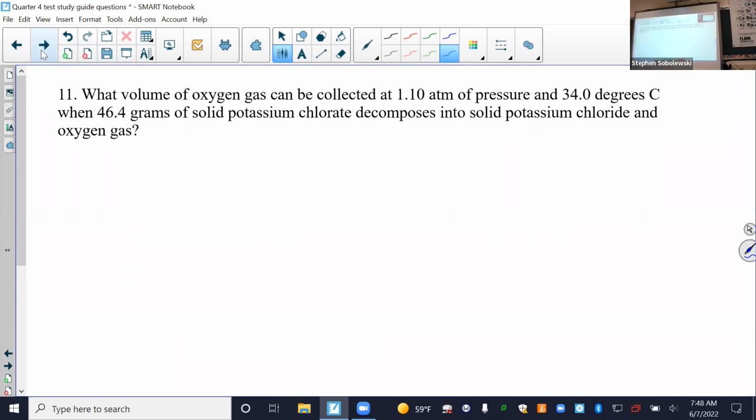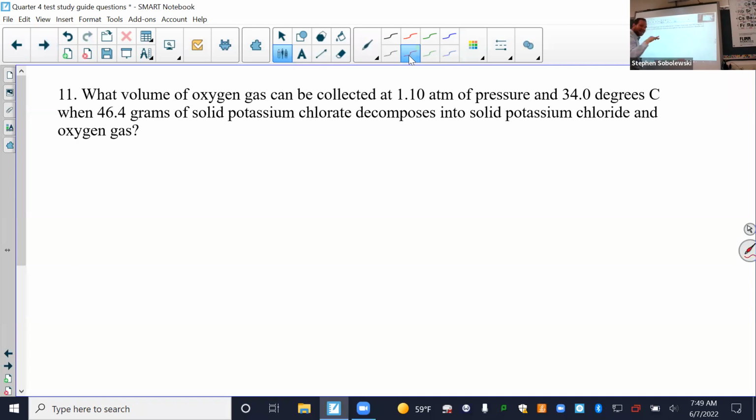Number 11. What volume of oxygen gas can be collected at 1.10 atm of pressure, 34 degrees Celsius, when 46.4 grams of solid potassium chlorate decomposes into solid potassium chloride and oxygen gas? This might sound familiar. I grabbed this from a UTexas question and modified it a bit. So this is a classic gas stoichiometry problem. We're looking for volume of oxygen gas at that pressure and temperature, and we're starting with grams of solid potassium chlorate.